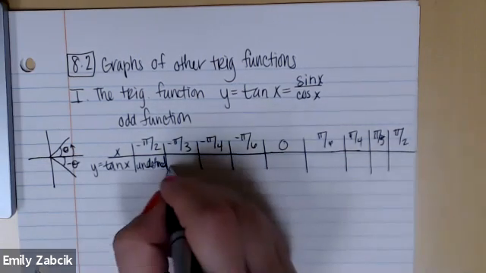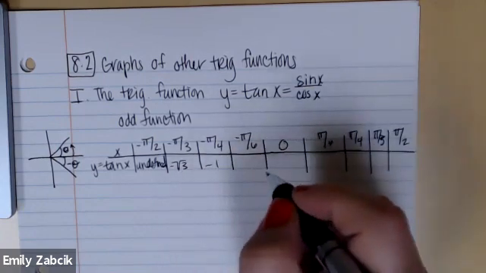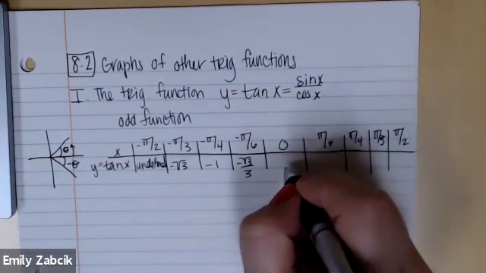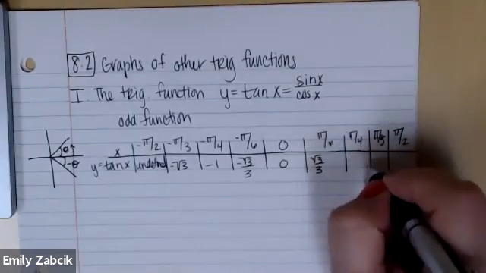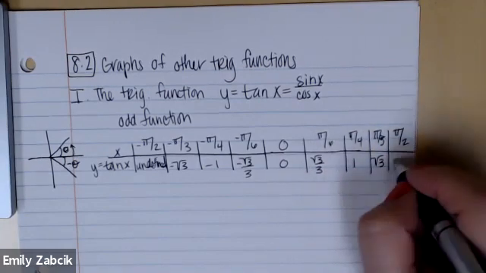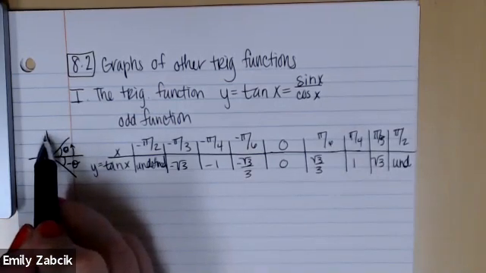Negative pi over 3 is going to output negative square root of 3. Then we get negative 1. Negative square root of 3 over 3. 0. Square root of 3 over 3. 1. Square root of 3. And again, undefined here for the same comment of how we were up here on pi over 2.